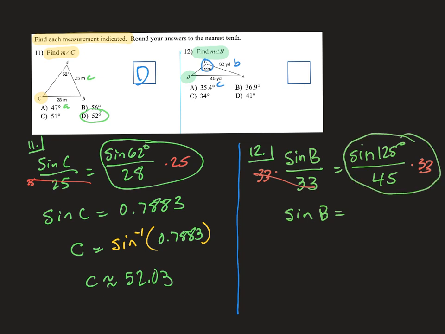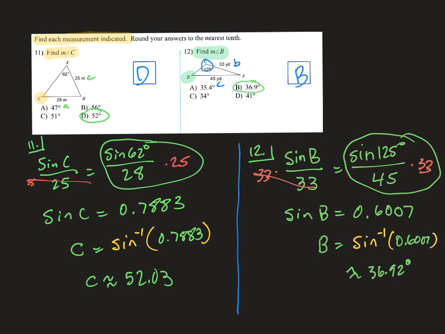this whole thing on my calculator. Sine 125 degrees times 33 divided by 45, and I get approximately 0.6007. To solve for angle B, which is what we are asked to solve for, I'm going to have to do the inverse sine to undo that sine, right? And so I use the inverse sine of that value, 0.6007. And actually I have it saved in my calculator as I mentioned, so I'm just going to do inverse sine, inverse answer, and I get 36.92 approximately. And notice B is 36.9, so I'm going to choose that for my choice here.